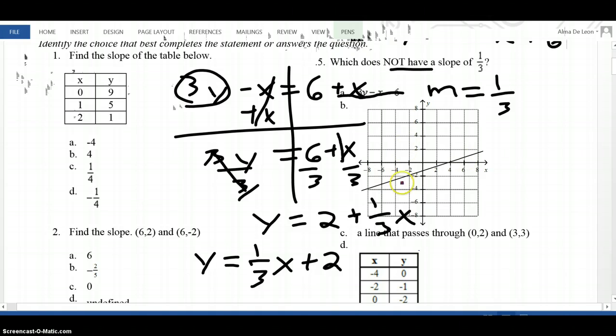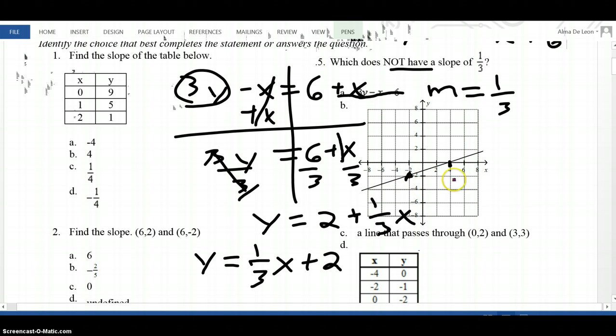On B, I'm looking at a graph, I'm looking at a line, and I'm trying to figure out what is the slope of this line. To do this, I have to pick 2 points on this graph. I'm going to choose this one and this one right here.